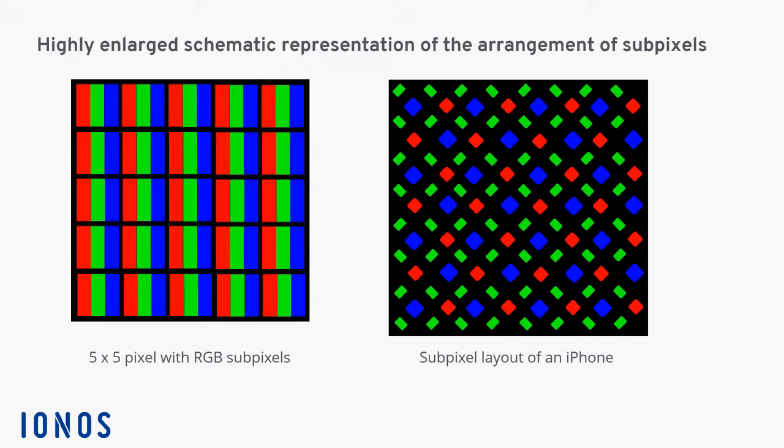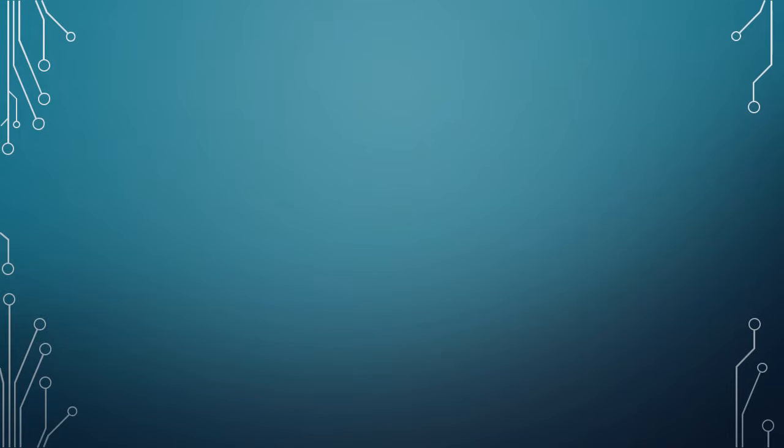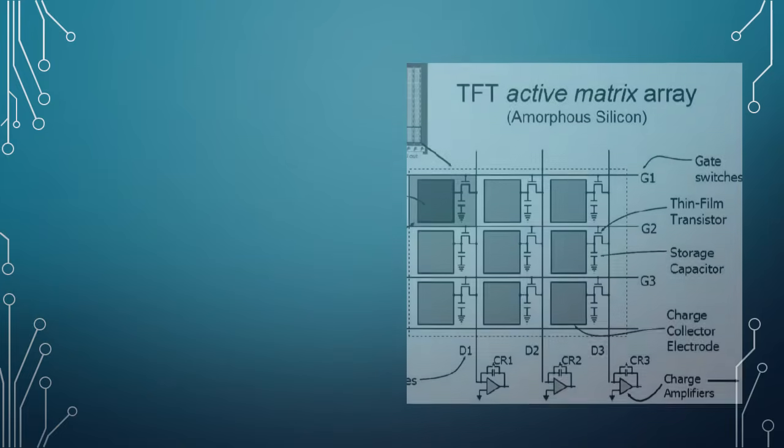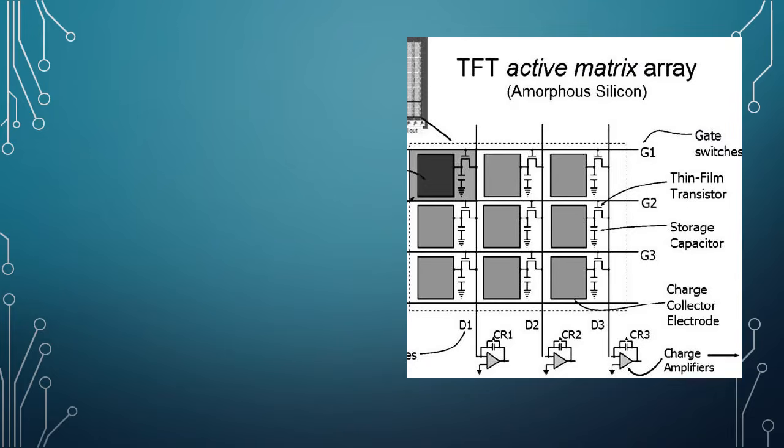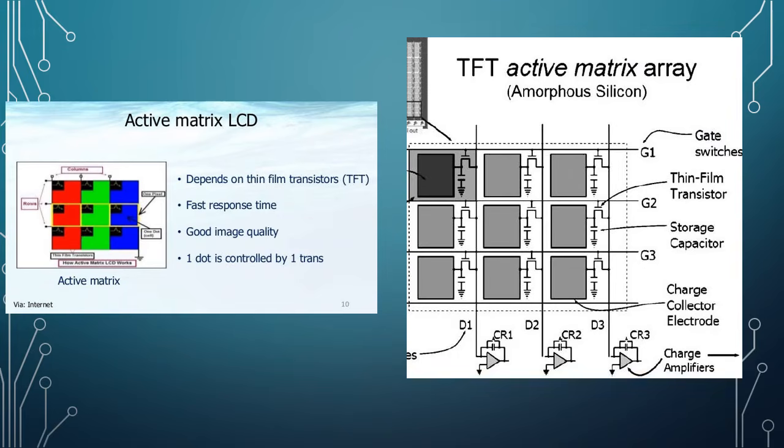Step 5. Addressing the pixels. Passive matrix, an older method using a grid of conductors. Active matrix, TFT. Each pixel has its own transistor and capacitor for precise control, giving sharper and faster displays. Now that you understand how LCDs work, let's look at 3 key LCD technologies you'll find in everyday screens.